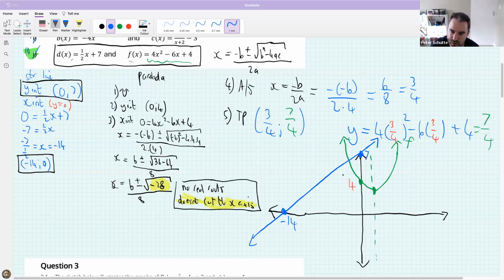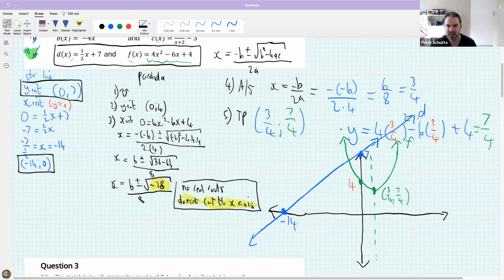Now, if they want you to label full coordinates, you would just add coordinates. And then the other value that I need to label is the turning point, which is going to be 3 over 4, 7 over 4. And yeah, the straight line, you could say, could carry on going. But I haven't, you get the basic idea. And I've labeled that. What was the equation? That was the D.